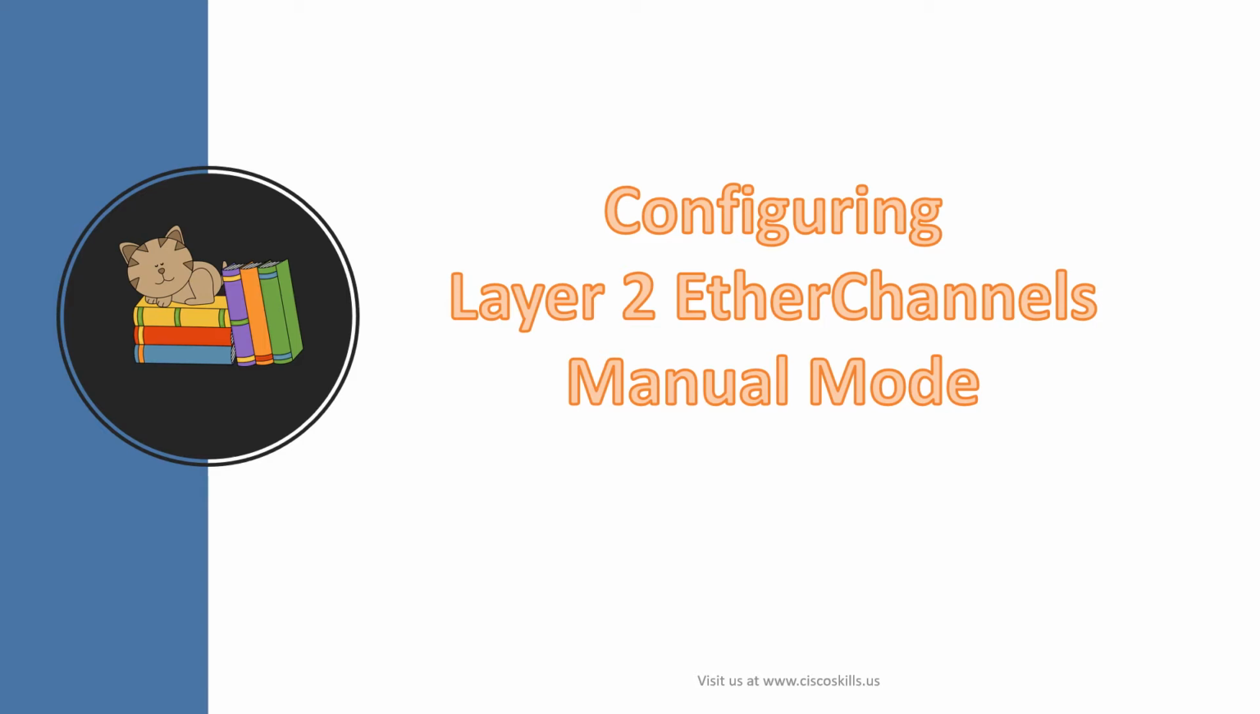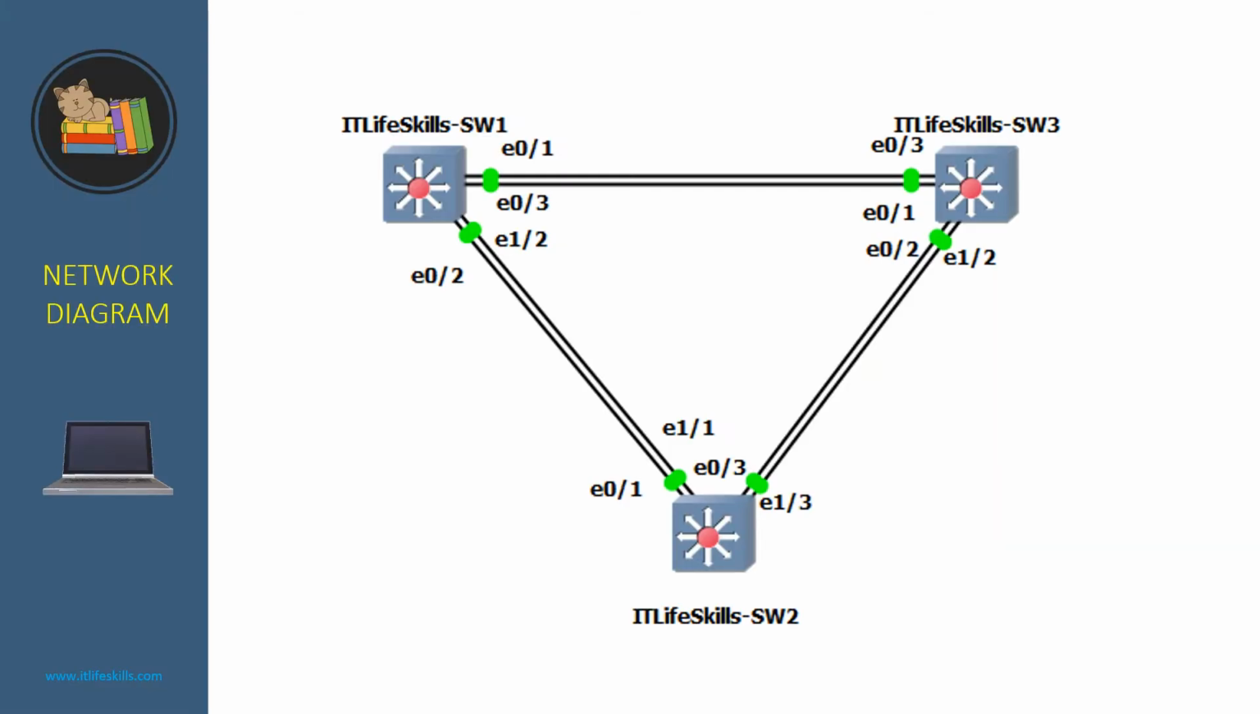In this lesson, we will learn about configuring layer 2 EtherChannels in manual mode. Let's pay attention to this network diagram. We will configure an EtherChannel on these two parallel links between IT Live Skill Switch 1 and IT Live Skill Switch 3. The successful configuration will make the two switches form an EtherChannel, and we will verify the EtherChannel summary and the STP status for VLAN 10.